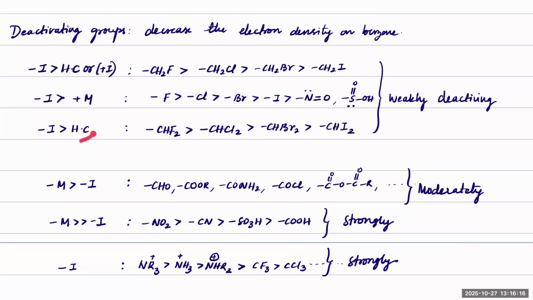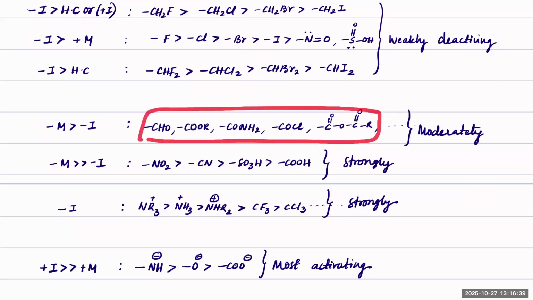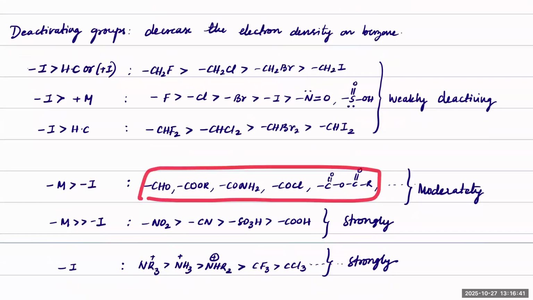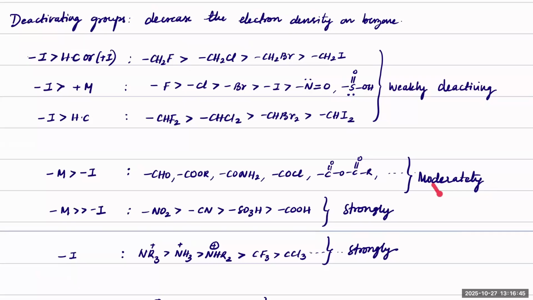Next one is minus I greater than hyperconjugation. Check out CHF2, CHCl2, CHBr2, CHI2. In this order, if you notice, minus I is greater than hyperconjugation. Next, minus M being greater than minus I, in which case? See, in these aldehyde, ketone, ester, all of these cases, minus M is greater than that of minus I. And this is moderately deactivating.